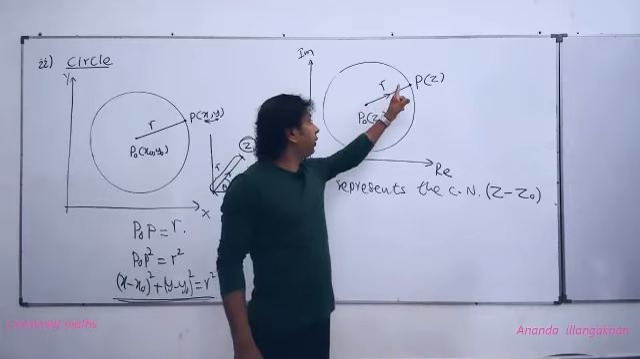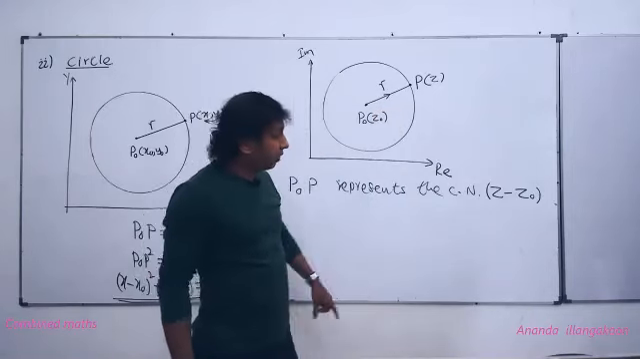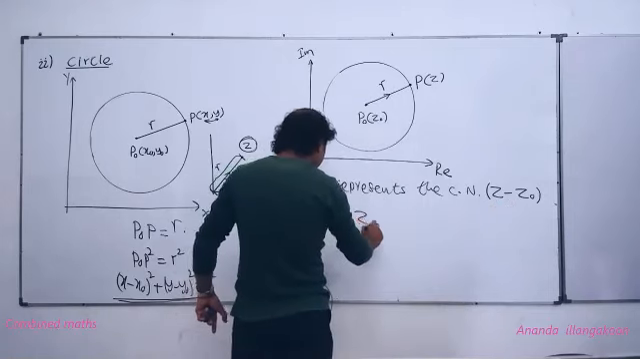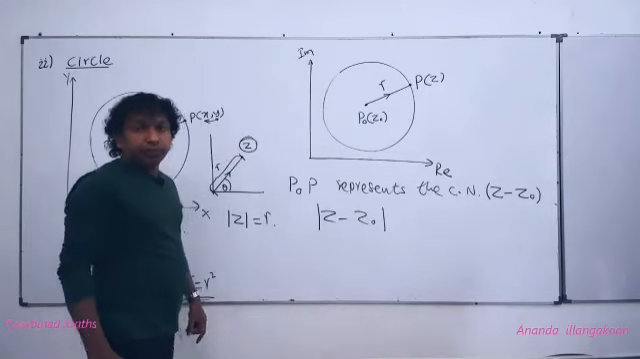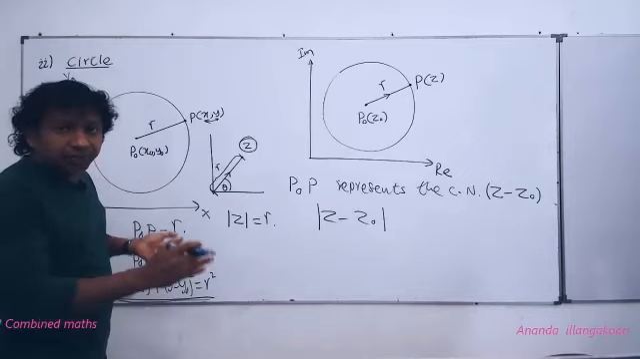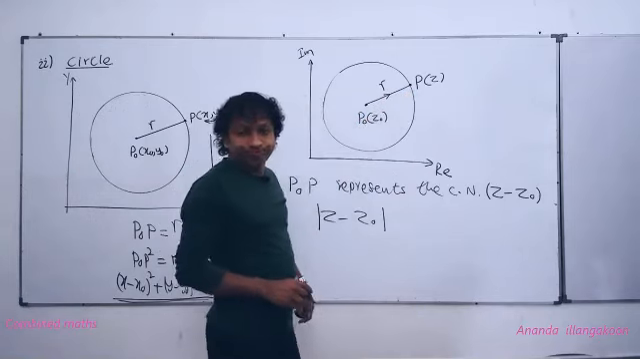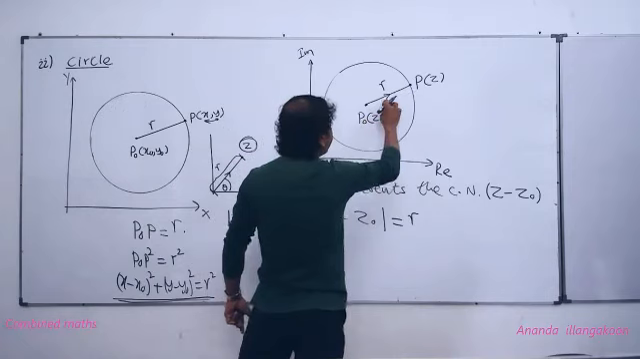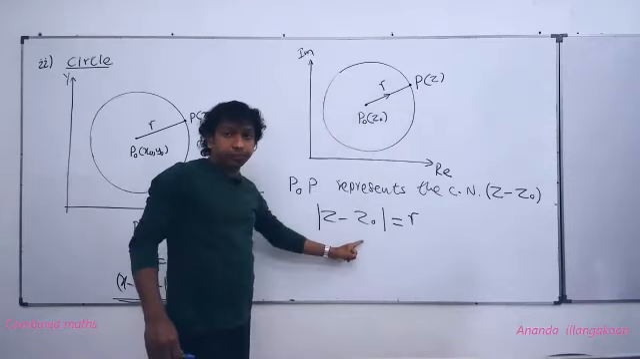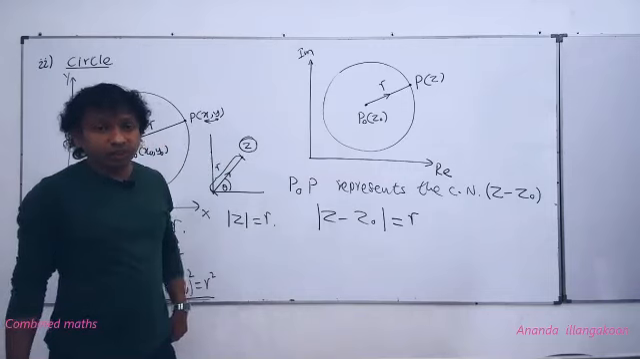Like that, this length from P naught to P: the line segment P naught to P represents this complex number, z minus z naught. When we find the modulus of this complex number z minus z naught, the modulus of a complex number means the length of the line segment representing that complex number. Therefore, the modulus of z minus z naught means the length from here to here. It is R, because the radius of the circle is R. Therefore, wherever the point P lies on the circle, this relation becomes true. So this is the equation of the circle in complex form.